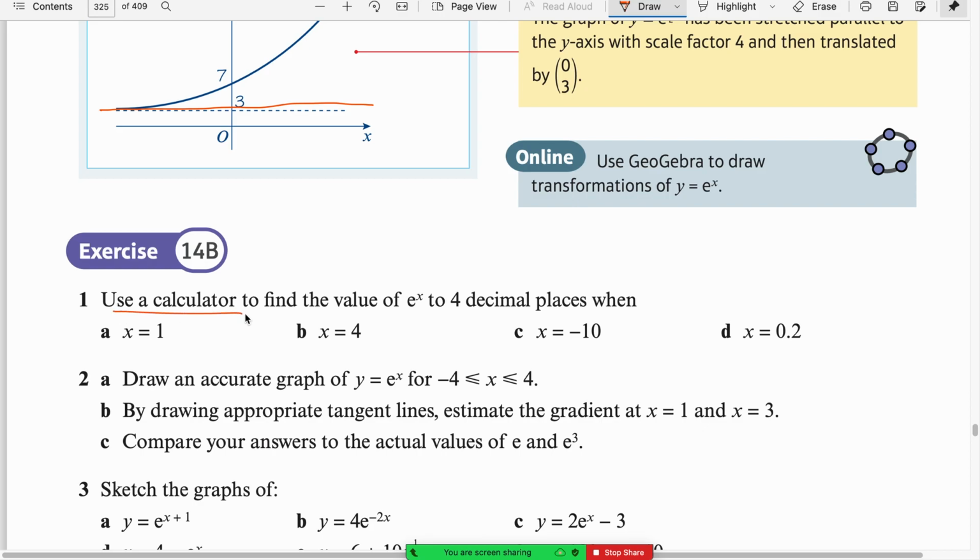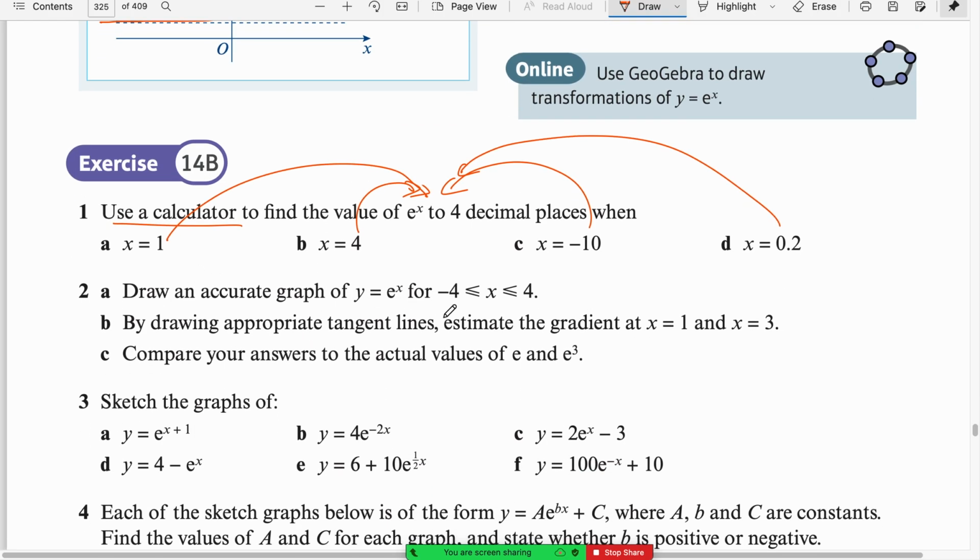Use of calculator, so that's not an issue. Just substitute x equal to 1 and get the value, x equal to 4 and get the value, x equal to minus 10 and x equal to 0.2 and so on. Draw an accurate graph of y is equal to e raised to power x from minus 4 to 4. So plugging in all the values minus 4, minus 3, minus 2, minus 1 till 4 with a difference of 1 each, we will be able to sketch this.